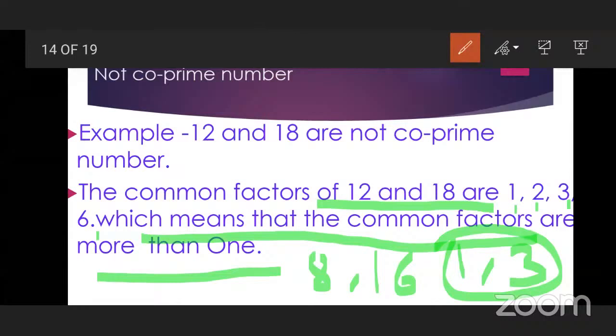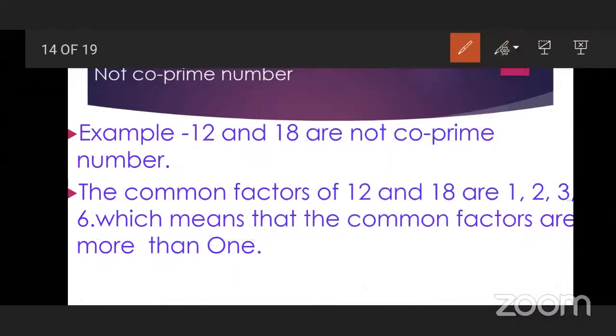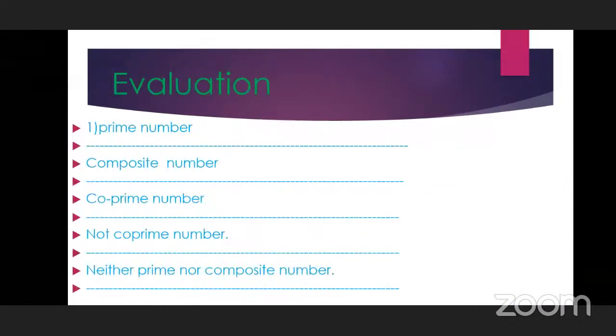What we see here, we took the example of 12 and 18 and wrote their common factors, and we find that there are more than two common factors. So this is not a co-prime pair, but 1 and 3 are co-prime numbers because they have only one common factor. See the next example.